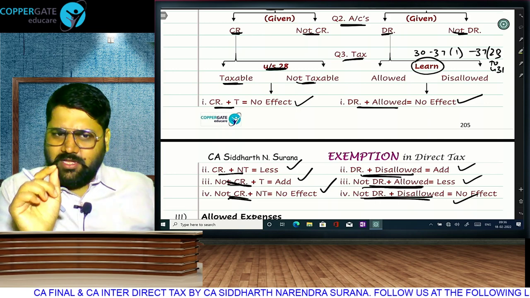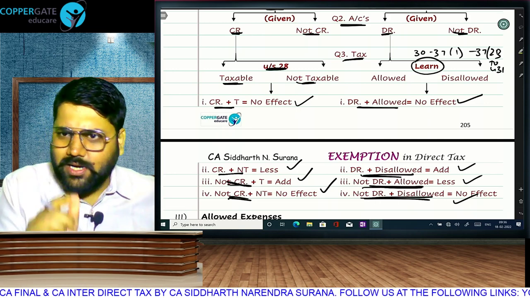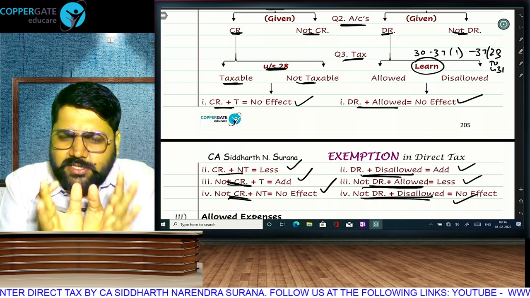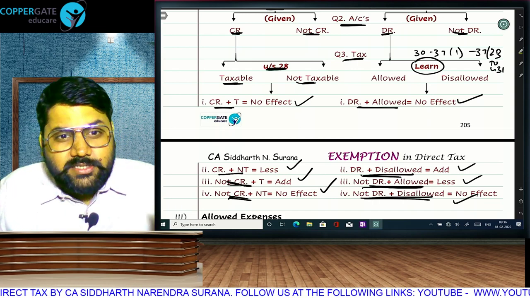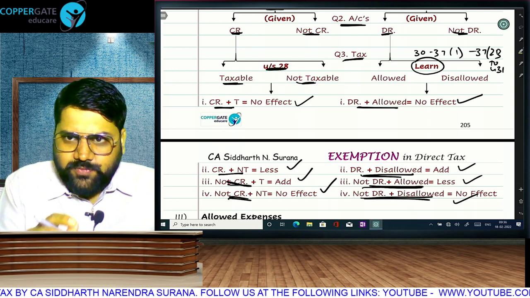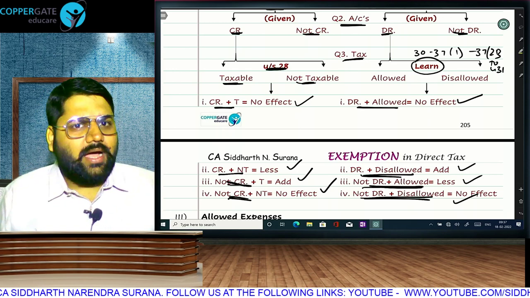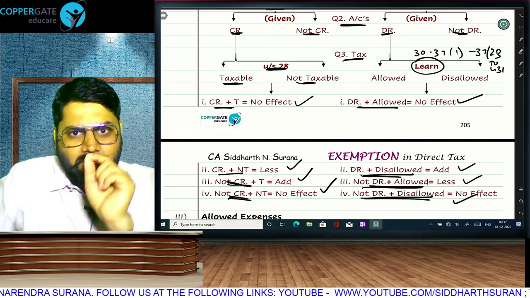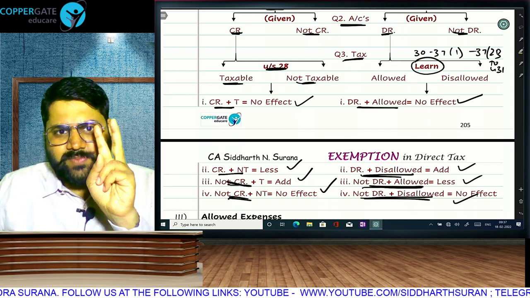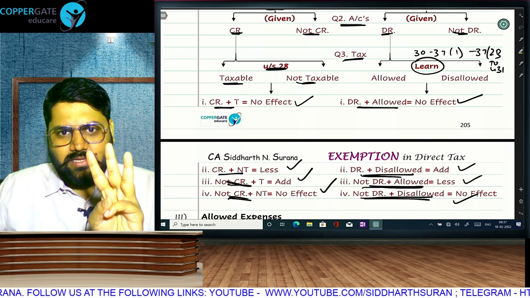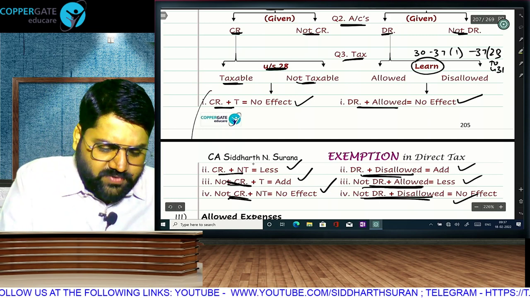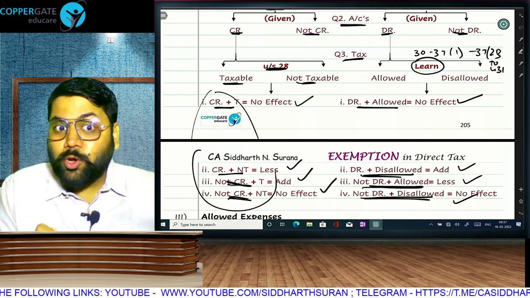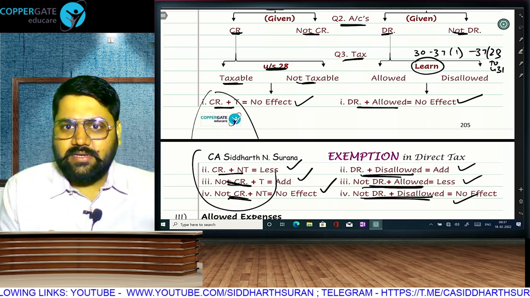Every time you have any amount in a PGBP sum, the only trick to get marks is add, less, no effect. If you follow this system of three steps for easy adjustments also, the difficult will become very easy, I assure you. You just go one amount, one adjustment at a time. Income or expense, treatment in accounts, treatment in tax. Find out which of the four possibilities it falls in. Decide add, less, no effect, and you get your marks. That's how easy it is.